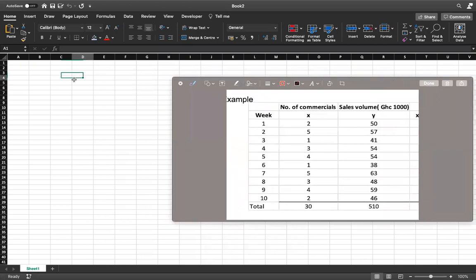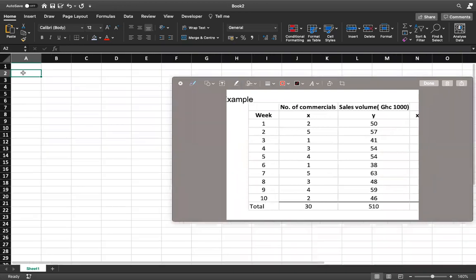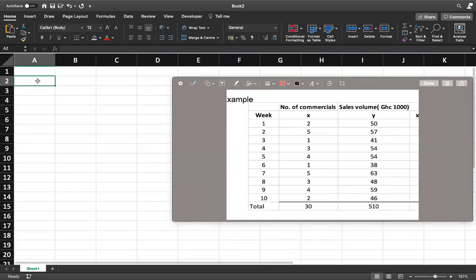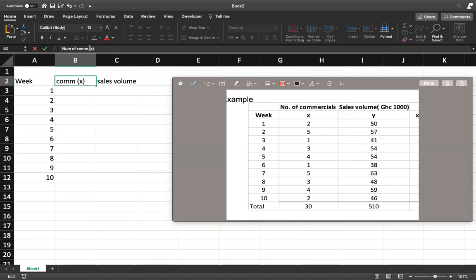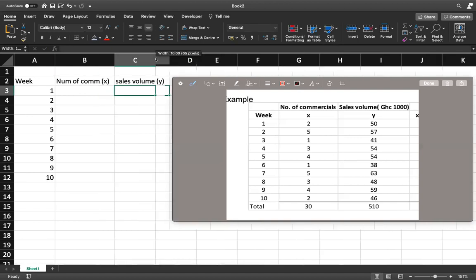Okay, so we have the data here. I'll quickly look at them and enter them in this table. So we have the week, and then we have the number of commercials, and then the sales volume. And this is 1, 2, 3. It runs up to week 10, and the number of commercials is identified as X, and the sales volume is identified as Y.